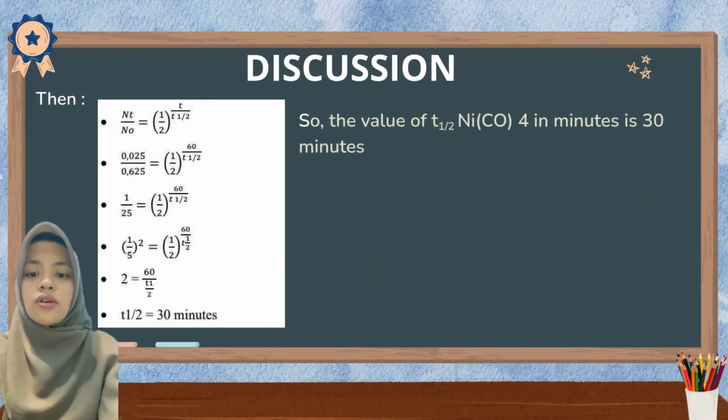The answer, we use the formula. Concentration A0 over A equals k times t. Then 0.625 over 0.025 equals k times 60. Then use half-life equals 0.693 over k. So half-life is 30 minutes.